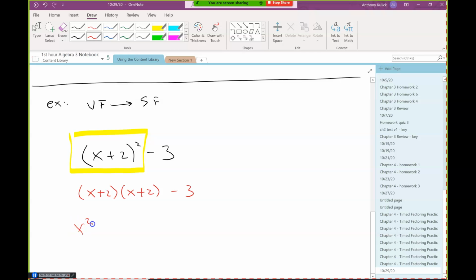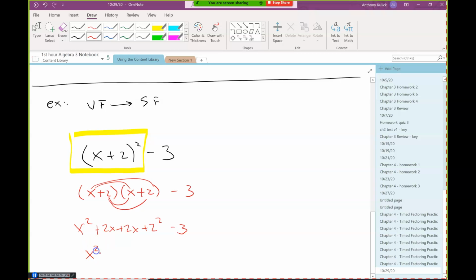So I do x times x gives me x squared. x times 2 gives me 2x. 2 times x gives me 2x. And 2 times 2 gives me 2 squared. I'm going to leave it as 2 squared instead of 4 for a moment, just to justify what we're about to do. But I'm going to write it as 2 squared there. And you'll see why in a minute when we start tracking backwards to develop the completing the square method.